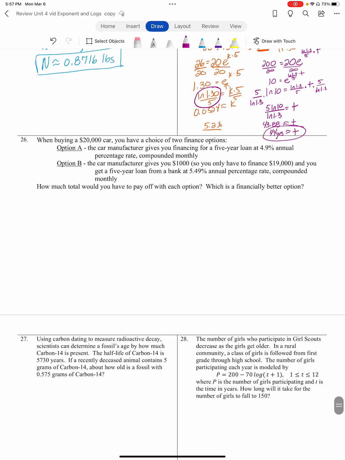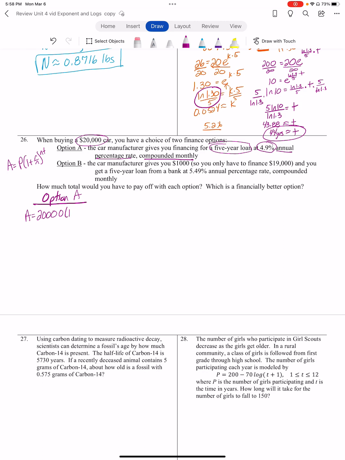Buying a car. Now it's just compounded monthly, 4.9 annual percentage rate, and it's a 5-year loan. We have two options here, and of course we have our $20,000 car. Option A, and again, this is where we're going to use A is equal to P times 1 plus R over N to the N T power. Option A, our principal is 20,000.